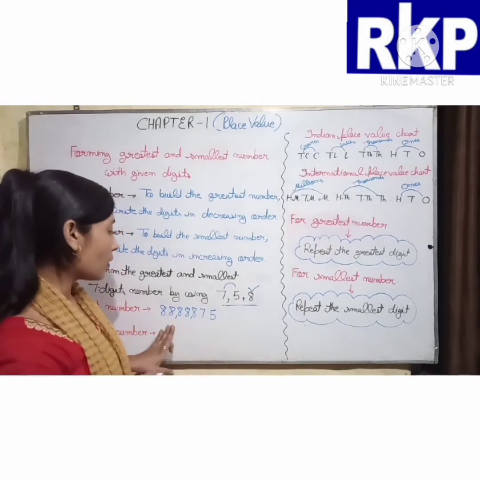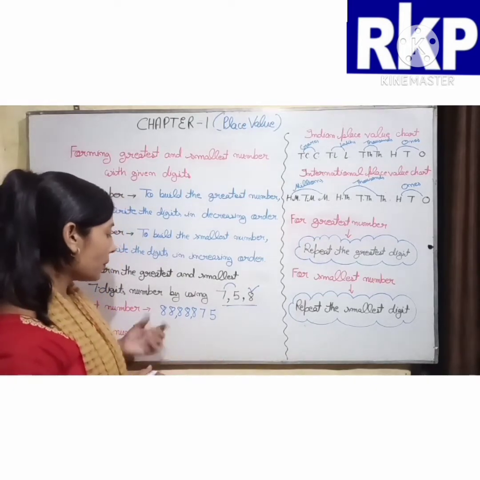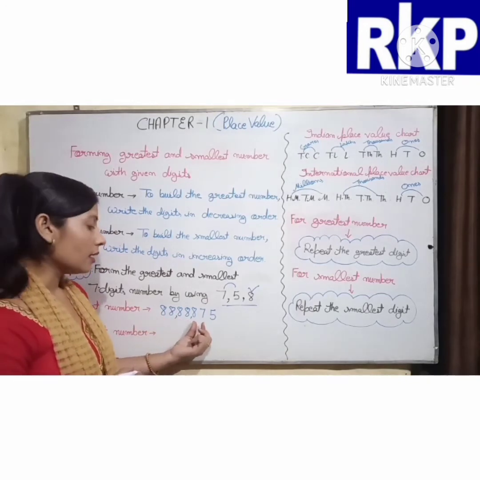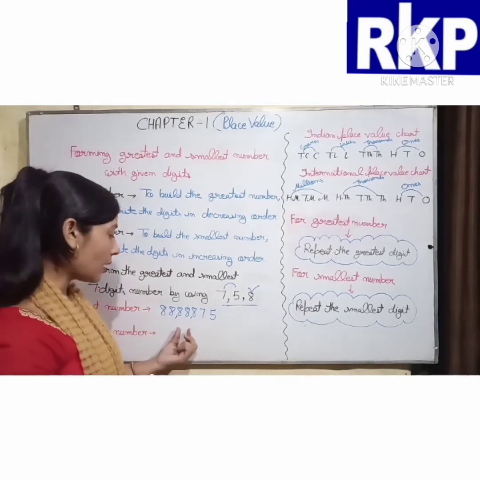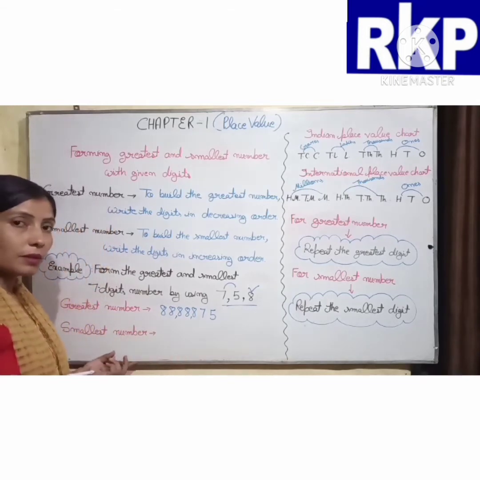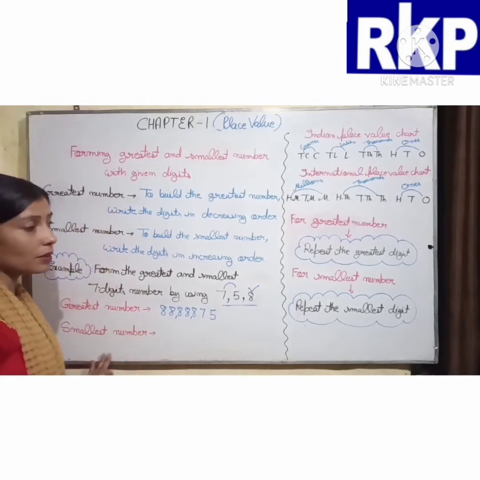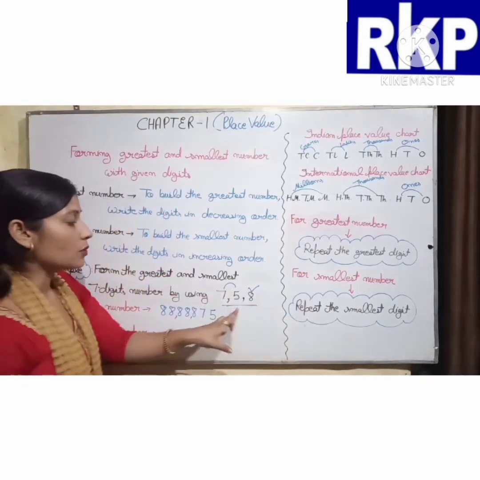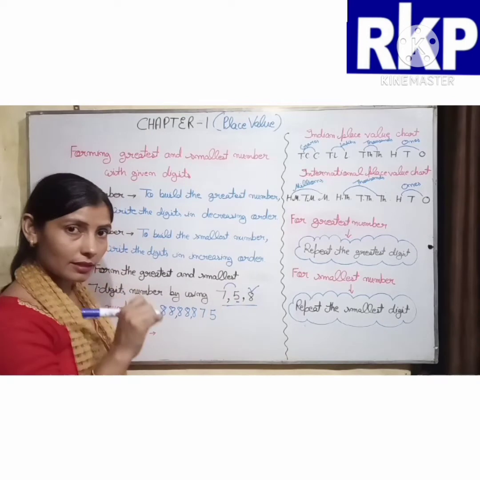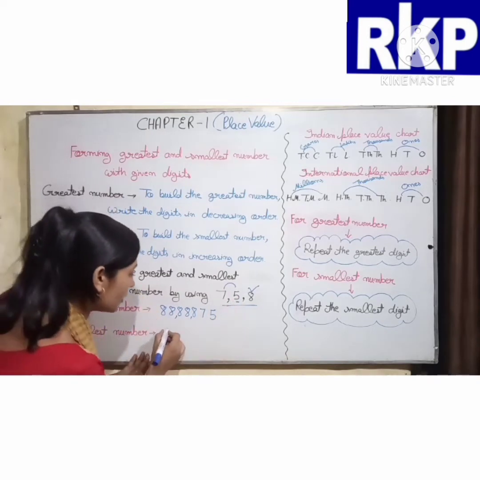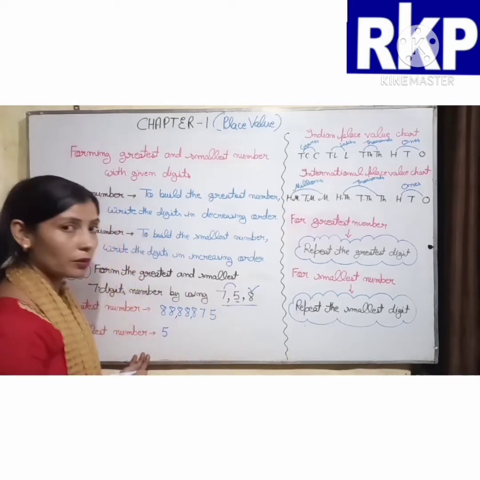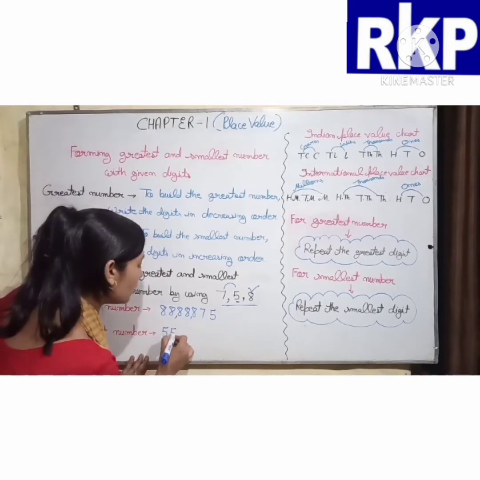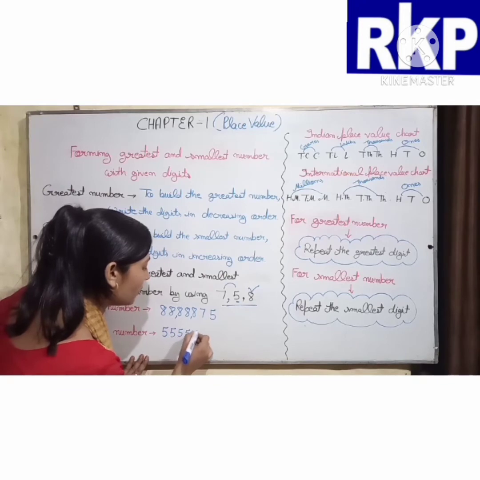So now how can we read it? What is this number? 88 lakhs 88,875. Now we have to write the smallest number. So for writing the smallest number, we need to repeat the smallest digit. Here you can see 5 is the smallest digit. So now we have to repeat 5. How many times? Here also we need to write it 5 times.